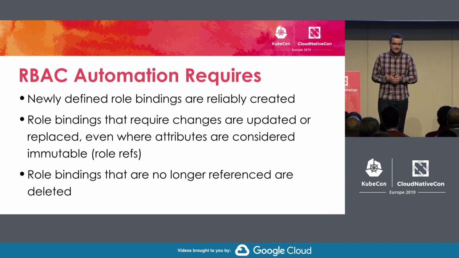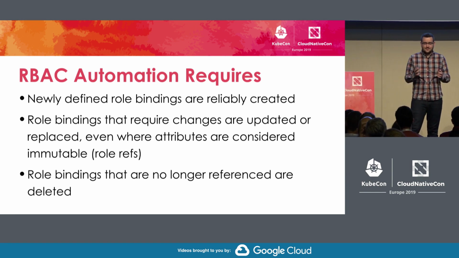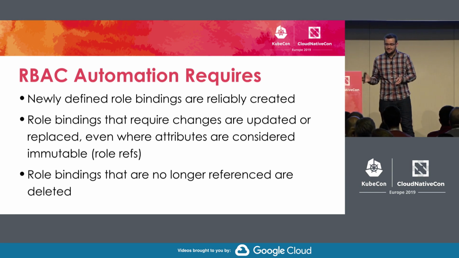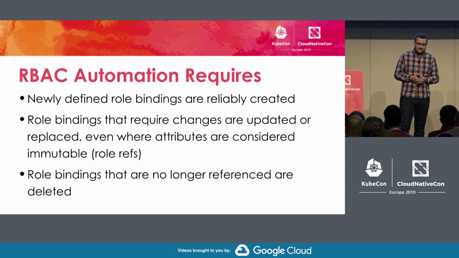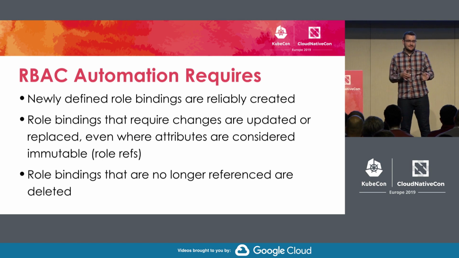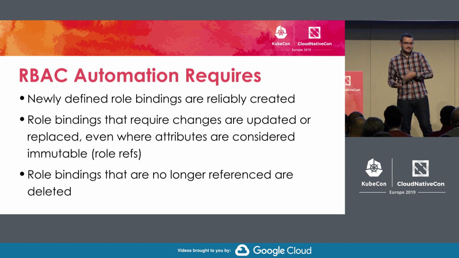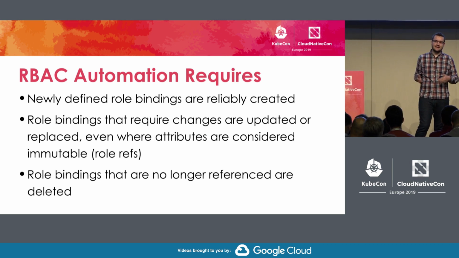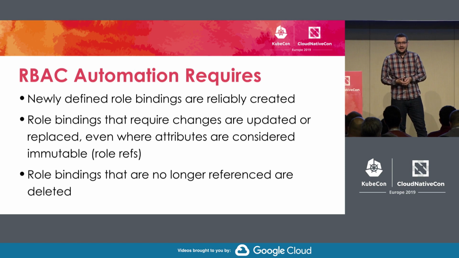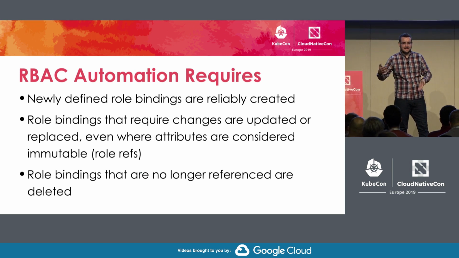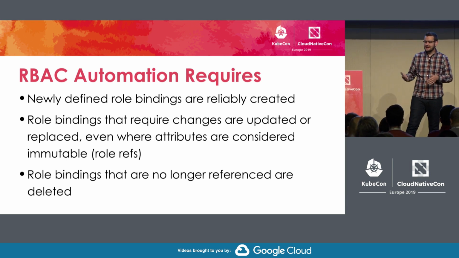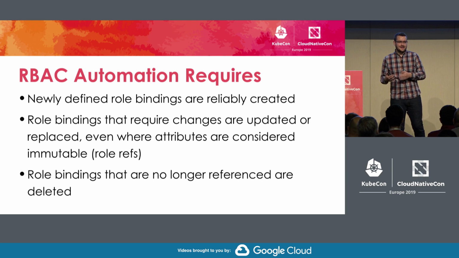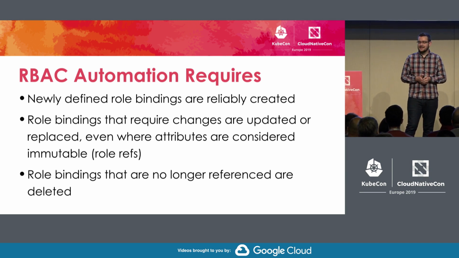But the next 2 got a little bit more complicated. Role bindings that require changes needed to be reliably updated or replaced. Now, why would I say replaced? Well, role references in role bindings are immutable, so you can't actually change a role reference in a role binding. So what you would have to do is delete an old role binding and create a new role binding if you were trying to change someone's access from, say, edit to admin. So not the end of the world. There was some kubectl tooling called kubectl auth reconcile that helped with that. But we also wanted to make sure that that process was very smooth with RBAC Manager.